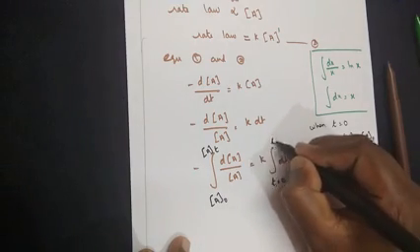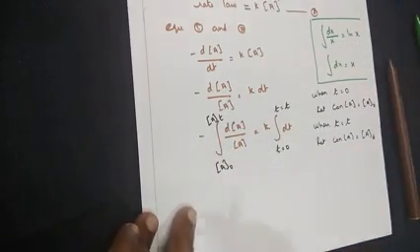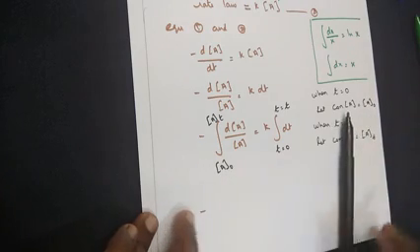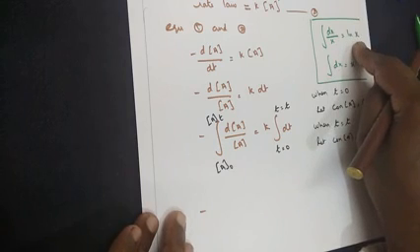At t equals 0, and after some time, t equals t. Now let's make use of this formula to differentiate them. So when we differentiate, minus the integration of dx by x is equal to natural log of x.